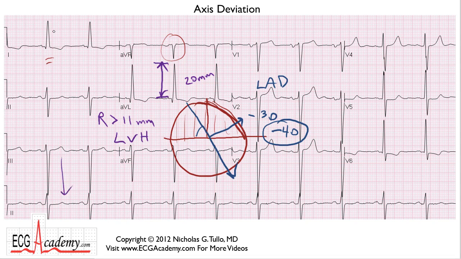Huge S waves in 2 plus a big R wave in 1. That's one criteria. And then in the precordial leads, you also have voltage criteria as well as ST segment abnormalities consistent with LVH. So that's why you have a left axis deviation of minus 40 degrees. In this tracing, it's because of left ventricular hypertrophy.